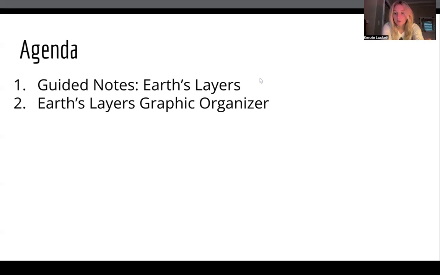Both of these things are on your OneNote, so my suggestion is watch this video in its entirety, complete the guided notes. Remember the words in red are the ones you're filling in the blanks. And then after you finish the guided notes, go ahead and move on to the Earth's Layers graphic organizer activity. This is on your OneNote in Unit 3, right under this page.